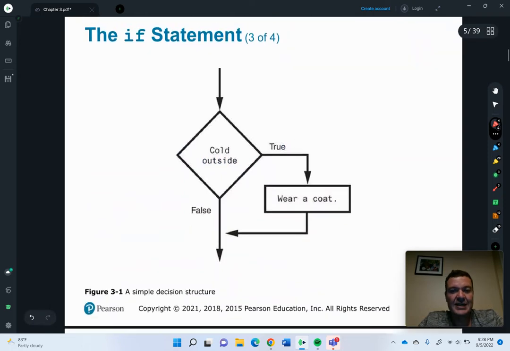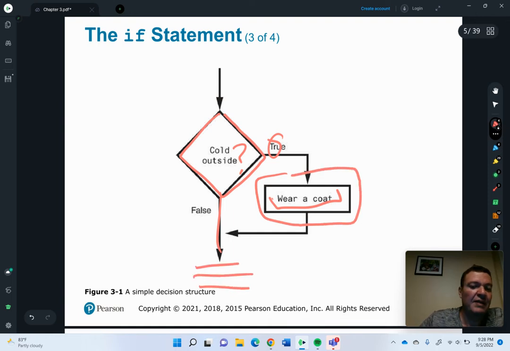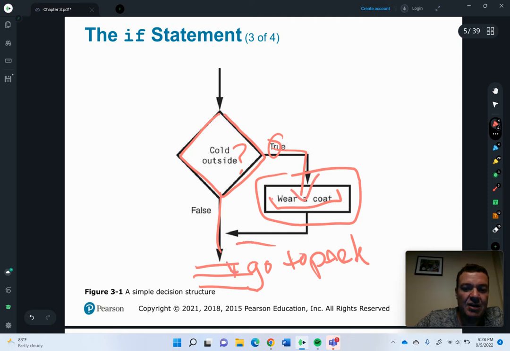So looking at this is very much what I just drew. So, is it cold outside? And we'll put a little question mark, because that's essentially what we're saying when we put a diamond: we're asking a question. Is it cold outside? If it's true, then we want to make sure we wear a coat. Because if it's not true, then we're not going to do this extra piece of code. In fact, we're just going to go back to whatever we were doing. So maybe this is go to the park, right? Well, if it's cold outside, we should put a coat on first, then go to the park. If it's not cold outside, we can go straight to the park.